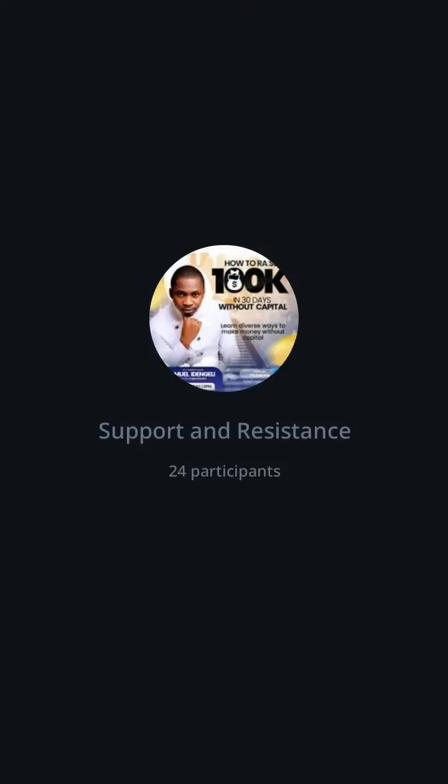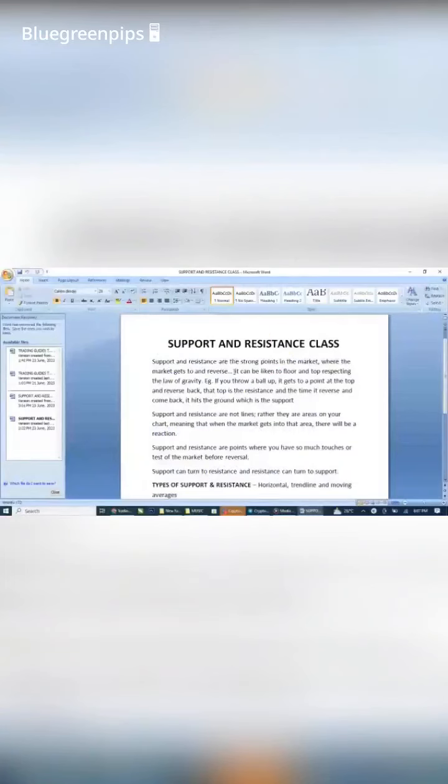For example, if you bring a football and throw it up, it goes to a particular point in the air and starts coming back. That place you see as resistance. Now, when it comes down, it will hit the floor. That floor it hits, we call it support. That is what support and resistance is all about.